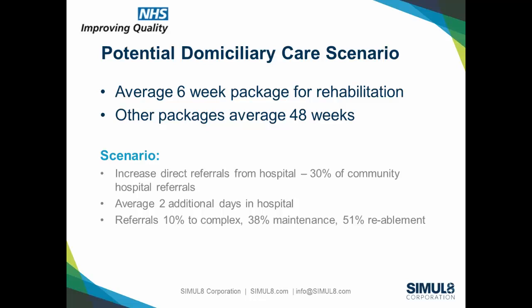So their potential domiciliary care scenario was what would happen if they increased their direct referrals from hospital. What they were thinking about doing was taking 30% of their referrals to community hospitals and sending them to more supported care at home provided by social services. What they thought would happen was it would be likely they'd need another 2 days in the hospital for the assessment part of that process to take place.